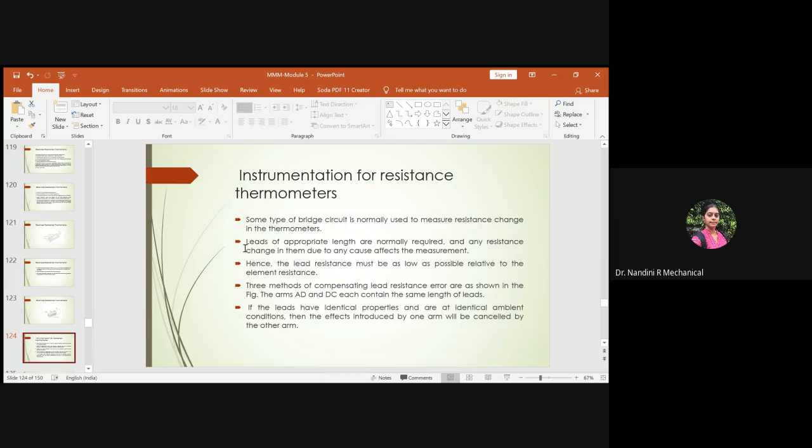And hence it has been told that leads of appropriate length are normally required, and any resistance change in them due to any cause, or the effect with respect to variation in the temperature, can be measured. If we are not using appropriate length, then you cannot know exactly what the change in the resistance is for a change in the temperature variation. The temperature can increase, the temperature can decrease. With respect to the increase or decrease in the temperature, the resistance value either increases or decreases, or else it can show a fluctuating, varying value if you haven't selected an appropriate length.